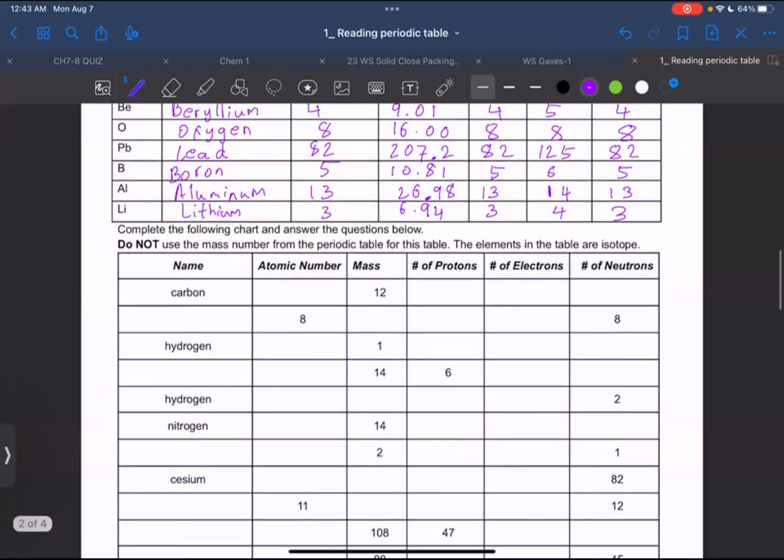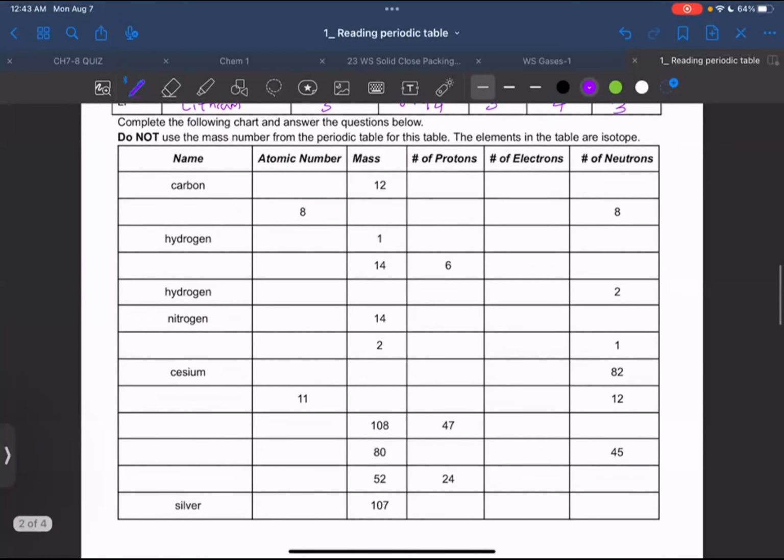All right, now let's do the bottom one. For the bottom one, be careful: don't use the mass from the periodic table to tell, because they are isotopes. So that means you're going to see a few of the same element. For example, you already see here, hydrogen, hydrogen. Since they're both hydrogen, you know that the atomic number is 1 and 1. Their proton is 1, electron is 1. You know these. What you don't know is their other information.